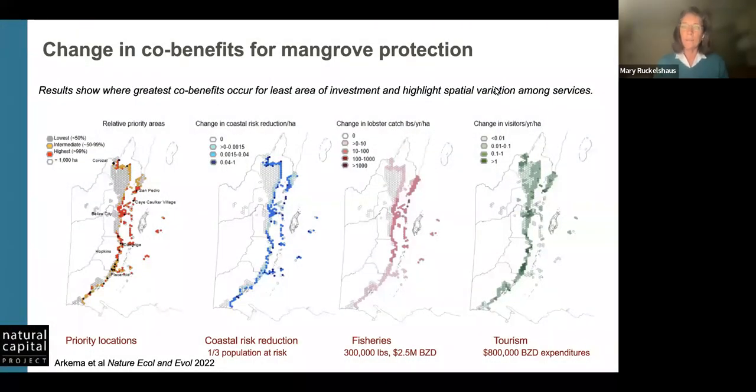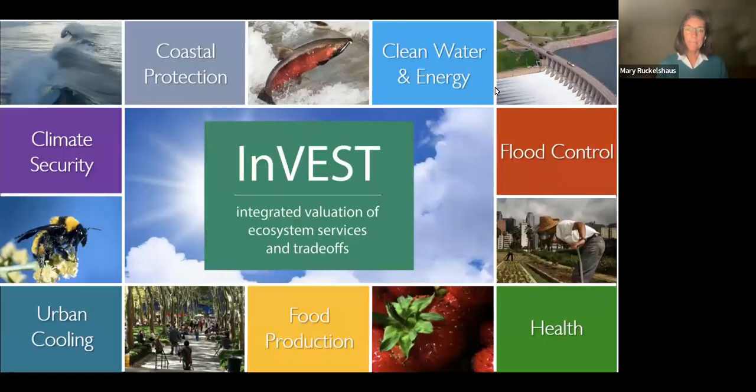The result I'll show here is that these spatial models can show the co-benefits of protecting different habitat types. So not just coastal risk reduction, but also, in the case of the Bahamas, tourism and fisheries, which are big drivers of their economy. Next slide, please. This is all done by our open source and freely accessible InVEST software platform. We have 24 models that are available and are always being improved by our network of over 300 research and implementation institutions around the world.